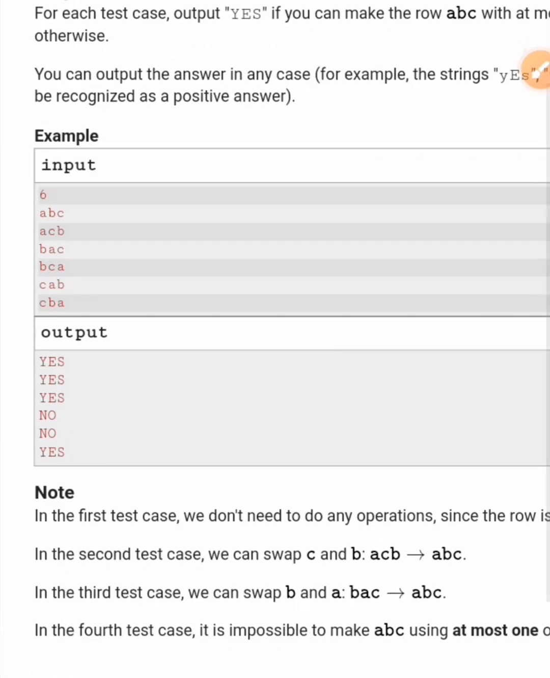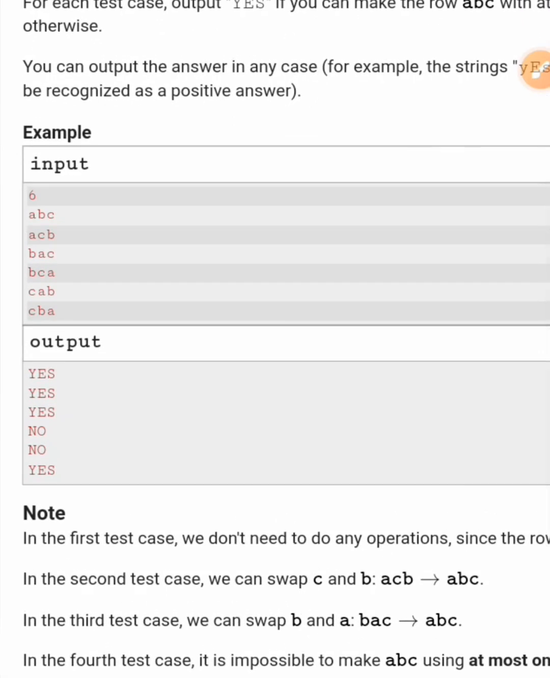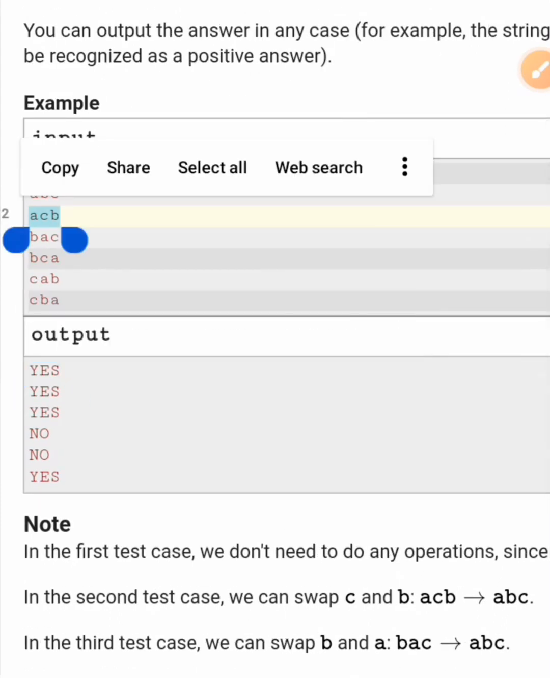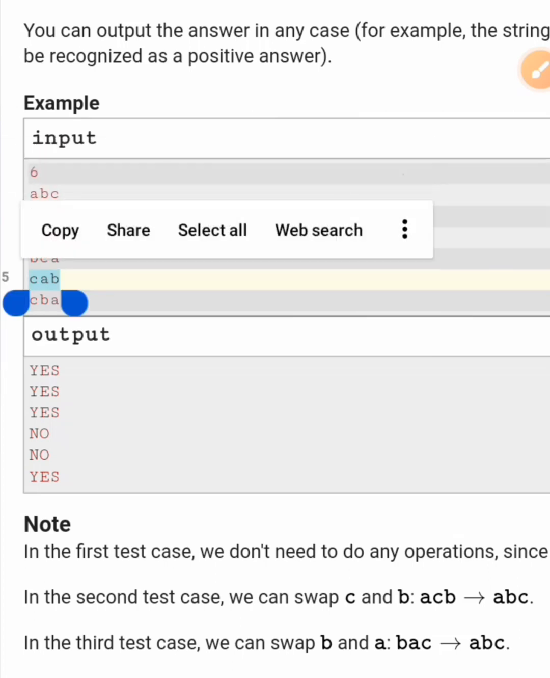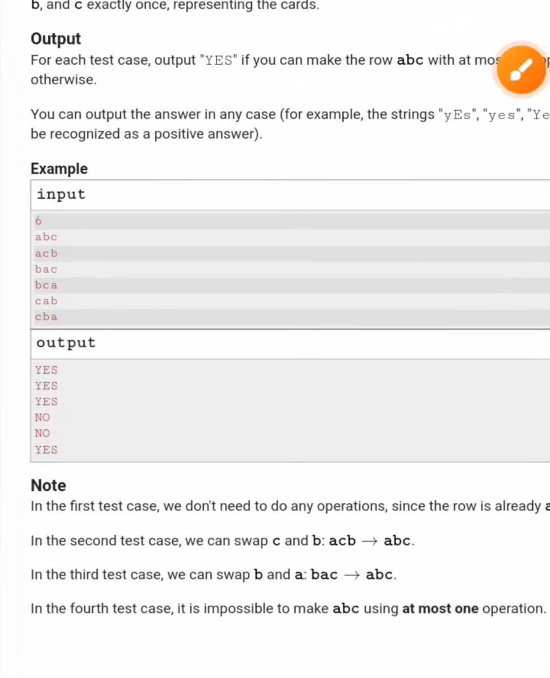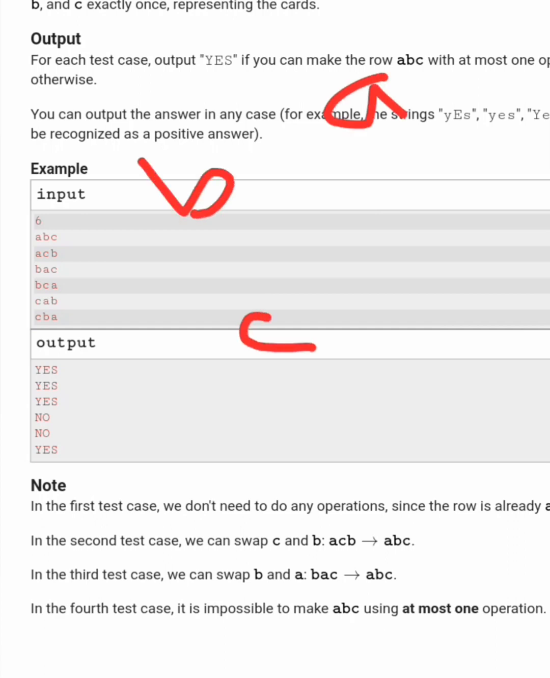Here you can see the input. First of all, 6 is the number of test cases, and in the second line you can see ABC, and the output is yes, then ACB output is yes, and BAC output is yes, and then BCA and CAB output is no. So first of all, we can see which strings start with B and end with A, and which start with C and end with B. Their output should be no.